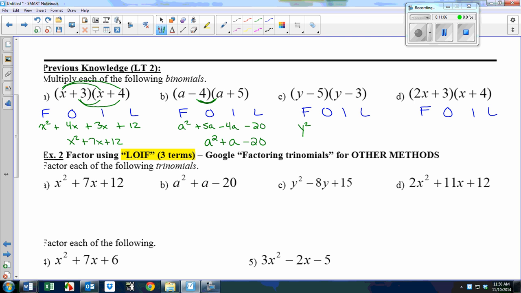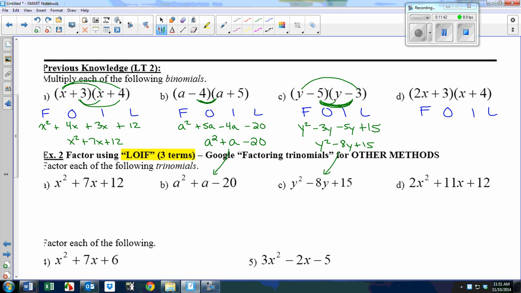C, F, O. That's okay, I'll draw on the line for you. That's right, negative 3y. Coming over here with the I. Good. And the L, a negative 5 and a negative 3 when multiplied makes a positive. Yep, positive 15. So the middle becomes negative 3 minus 5, negative 8y. And the L is 15. Notice again, what are we going to factor in just a second?